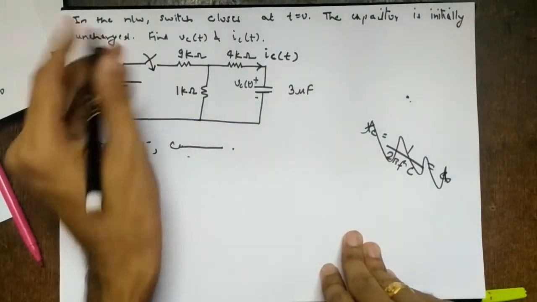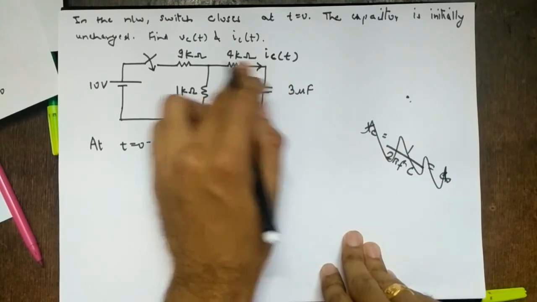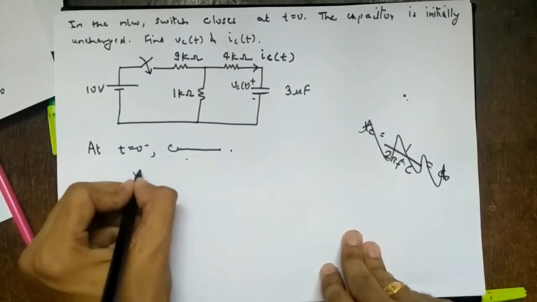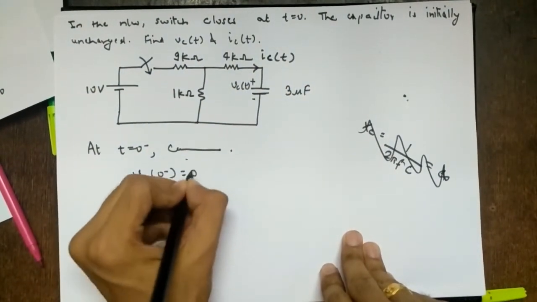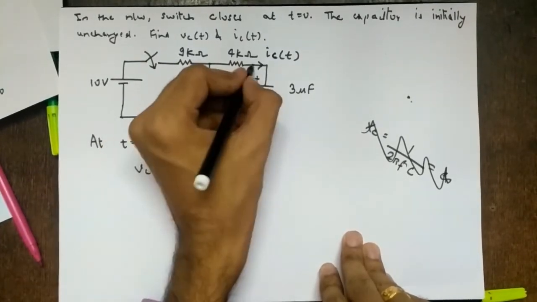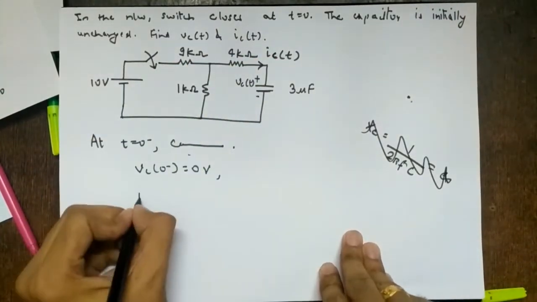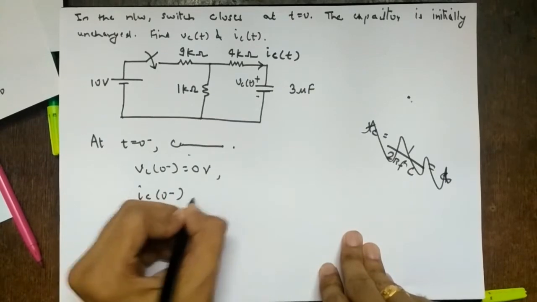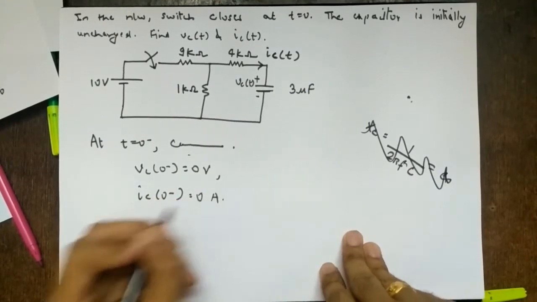So how will you draw this? Switch is open, so only this part will come, right? And no need to draw. So Vc of 0 minus is 0 volts, right? And you have observed they have given another current also. So that is Ic of 0 minus equal to 0 amperes, right?